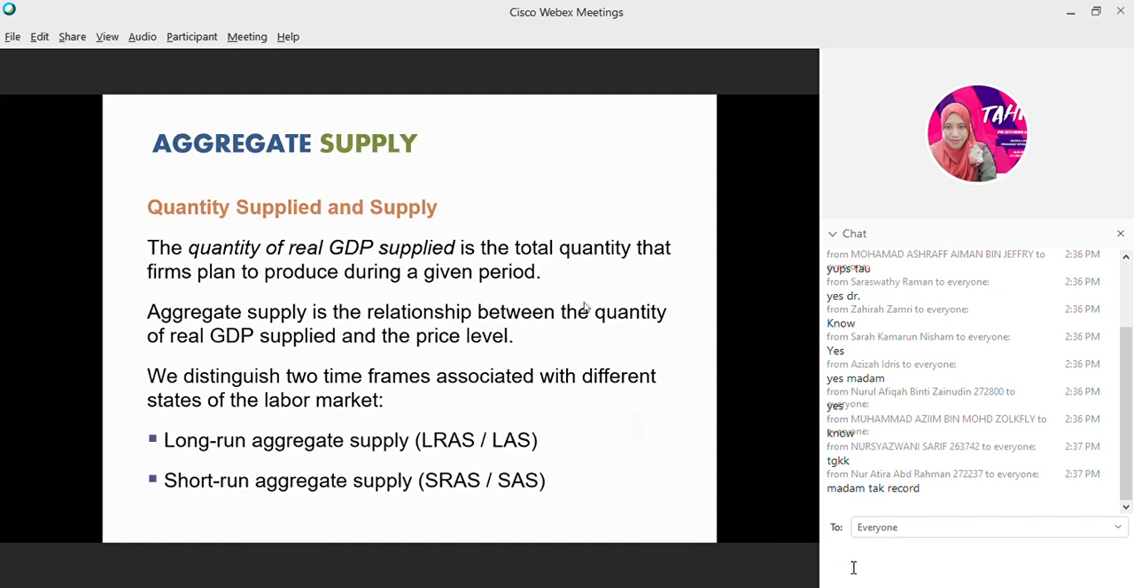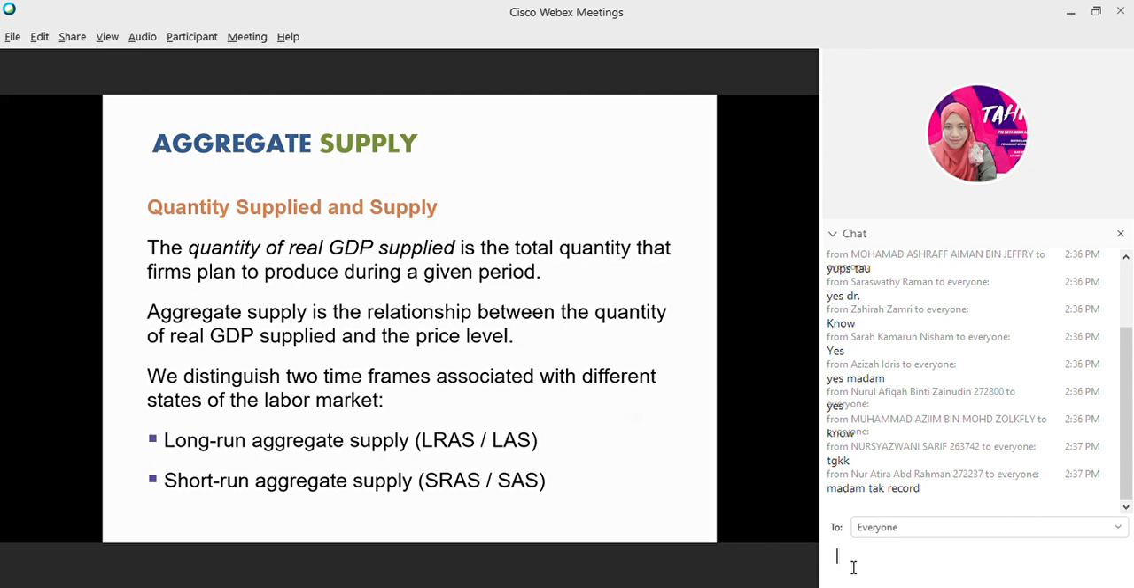So the AS is the aggregate supply. So if you remember our supply curve under microeconomics, it is upward sloping from left to right. Okay. Kalau you ingat lagi, kalau supply dulu last time, it is upward sloping from left to right, which tells us that there is a positive relationship between price and QS, quantity supplied.